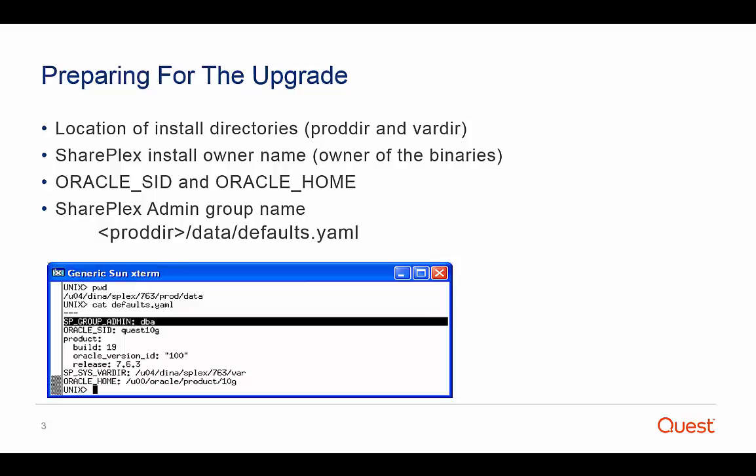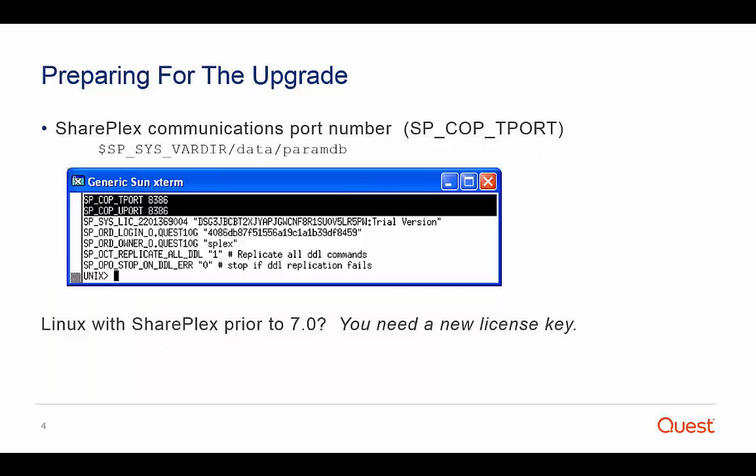You will also need to know your Oracle SID and Oracle Home and SharePlex admin group name that correspond to the system under upgrade. An easy way to locate the correct Oracle SID, Oracle Home, and the admin group name is to look in a file named defaults.yaml, which is located in your product data directory. You will also need to know the SharePlex communications port number, also known as spcop_t port. This information is stored in your SPSys var_dir data paramdb file.